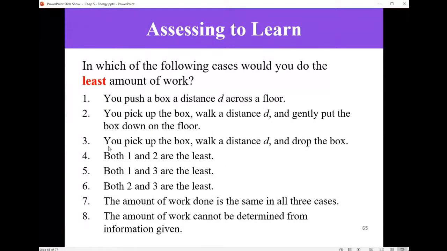For the third scenario, you pick up the box, so this is positive work, walk a distance d, zero work, and you drop the box. You are not doing work here, you just let go. So this is positive work. So the least amount of work in these three scenarios would be in the second scenario.